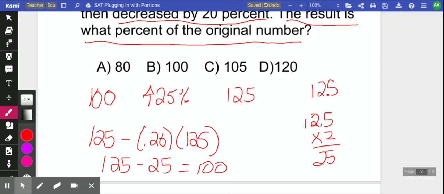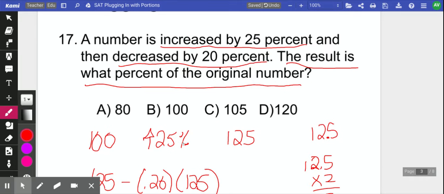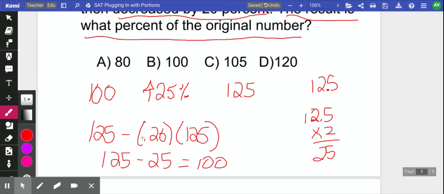There we go. Okay. So let me just walk you through what we did here before we answer the question. First, we increased our number, 100, by 25%. We got 125. Then we decreased it by 20%. So you could either type this into your calculator, 125 minus 0.20 times 125. Or you could just realize, okay, what's 10% of 125? It's 12.5. 12.5 times 2 would be 20%. And that's 25. 125 minus 25 is 100.